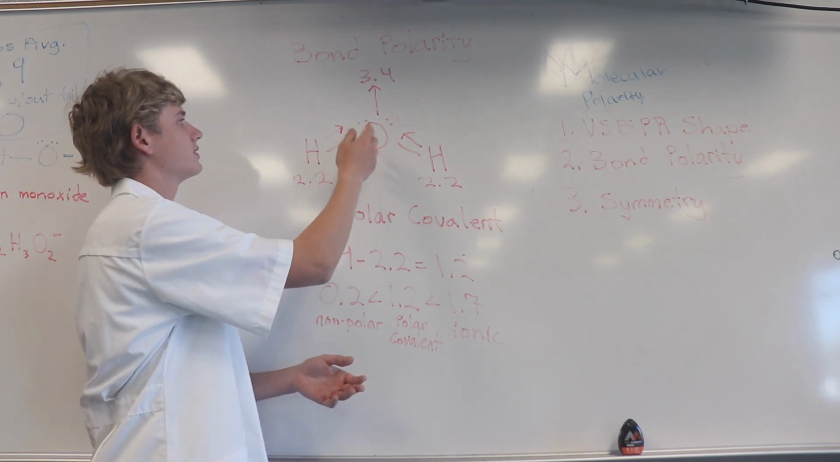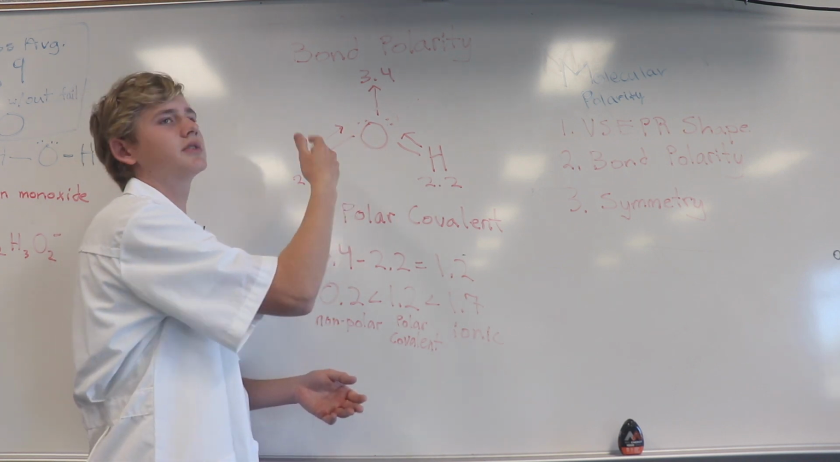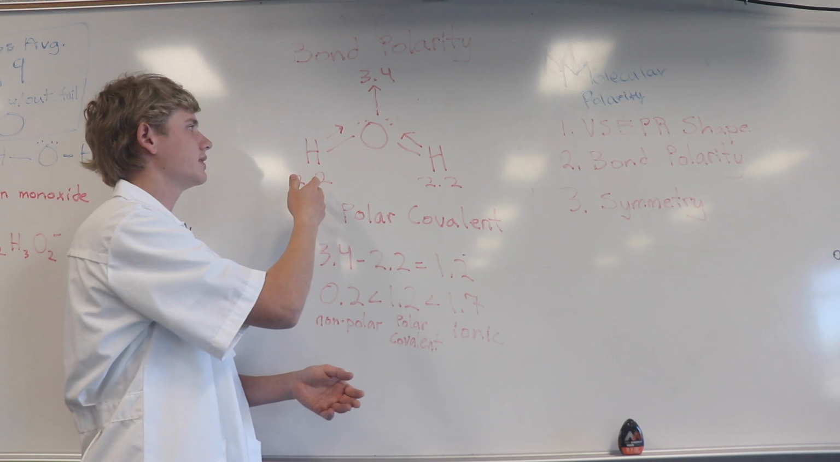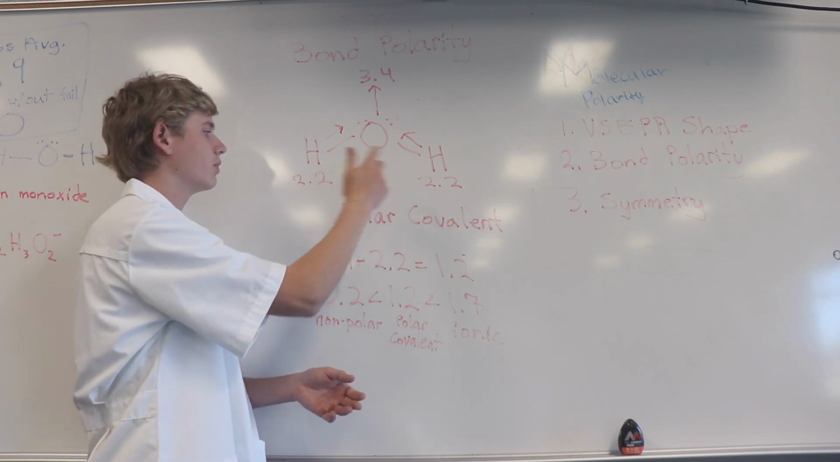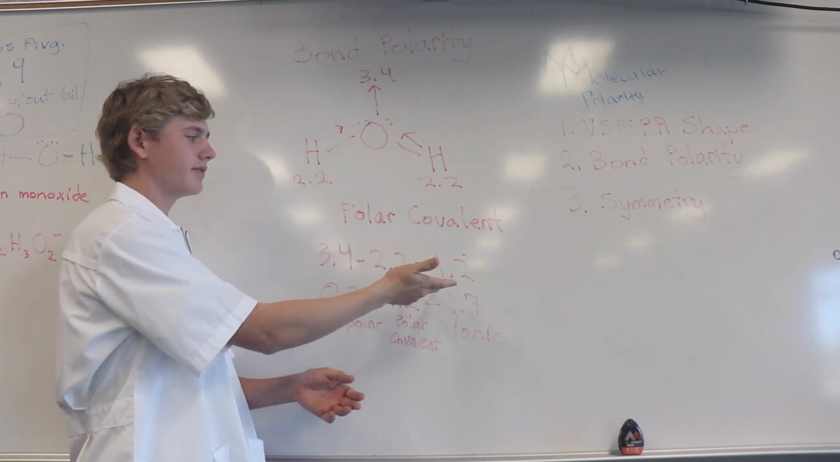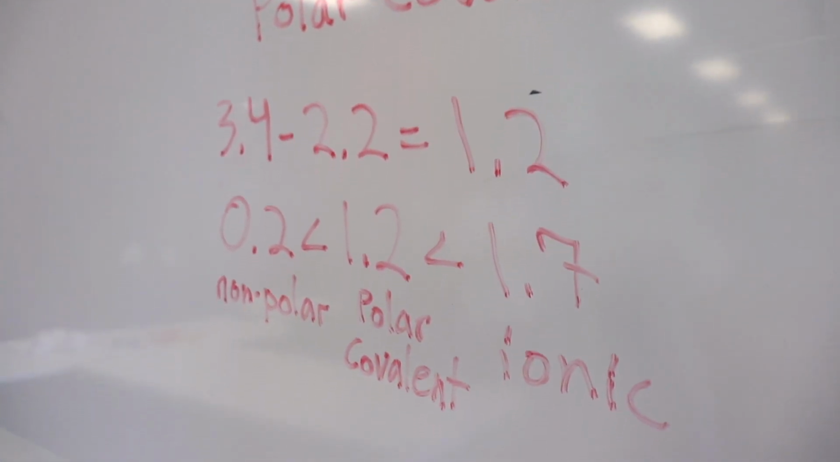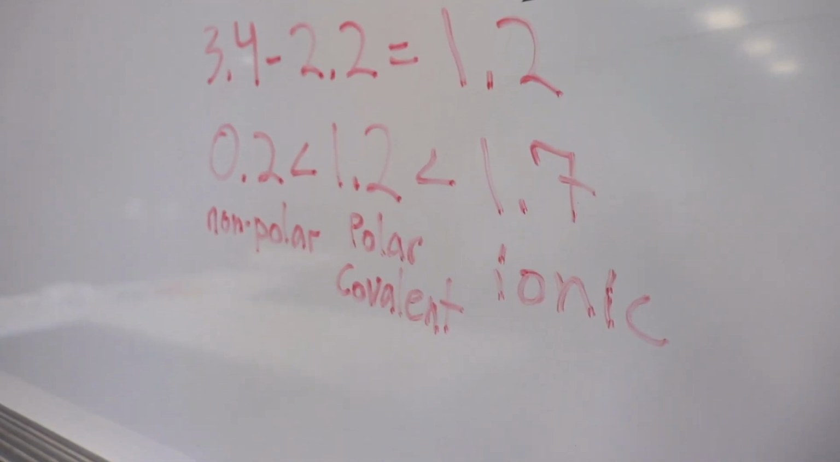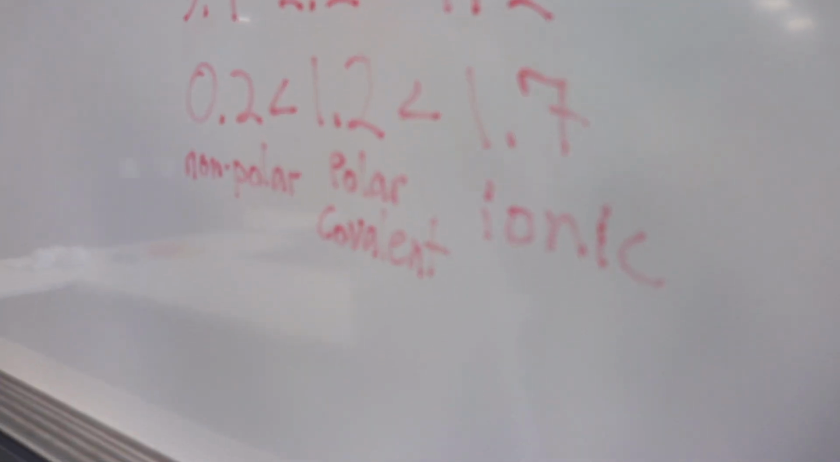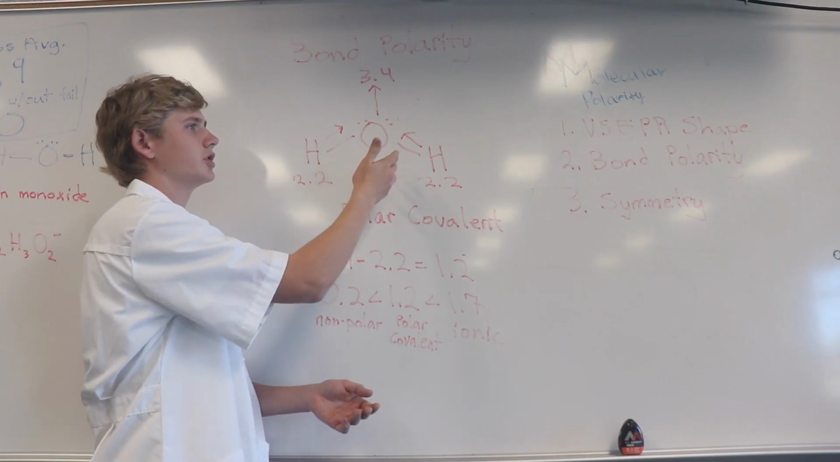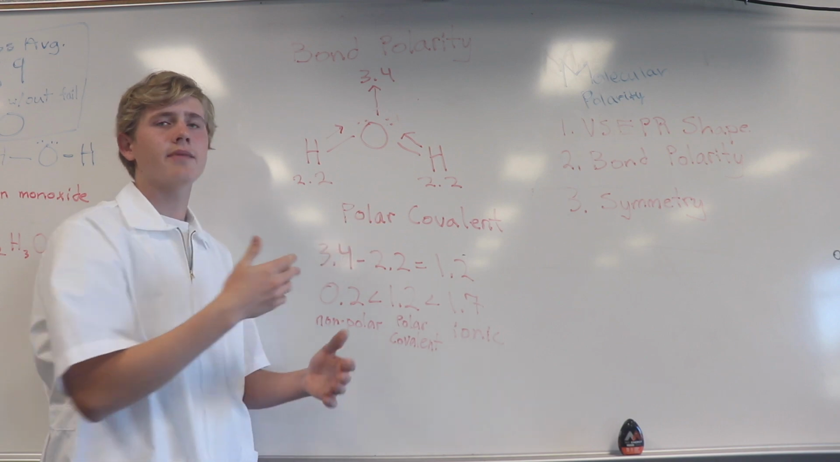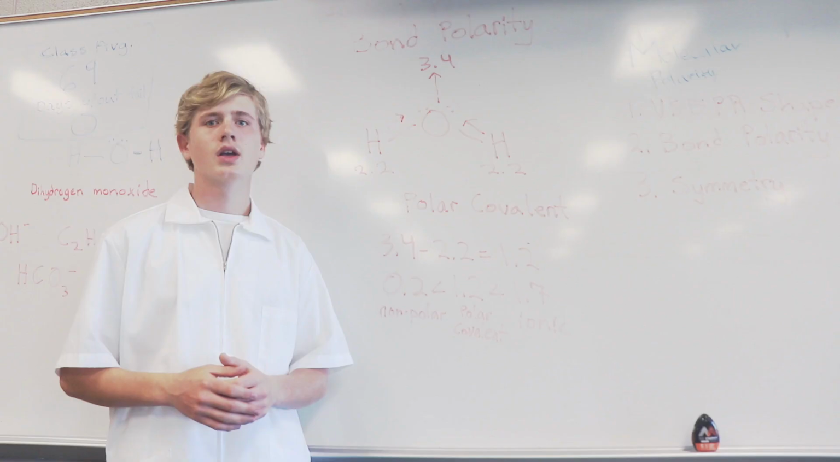So what we see here is that the electronegativity of oxygen is 3.4, and the electronegativities of the two hydrogens are 2.2. When we find the difference of that, it's 1.2, and 1.2 lies between 0.2 and 1.7. Therefore, the bond between hydrogen and oxygen is a polar covalent one.